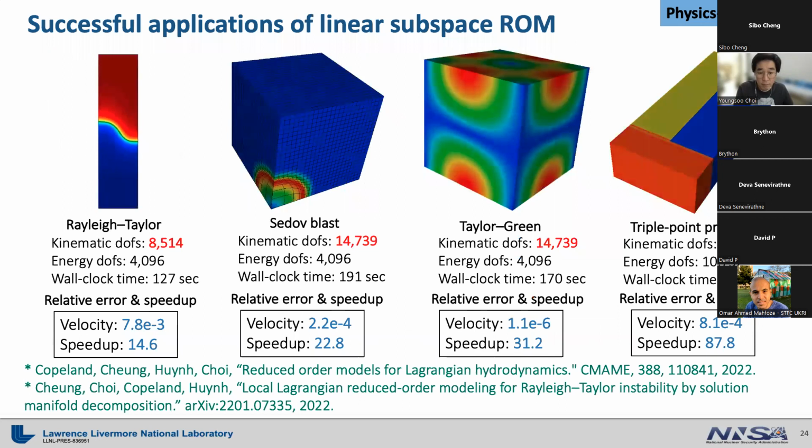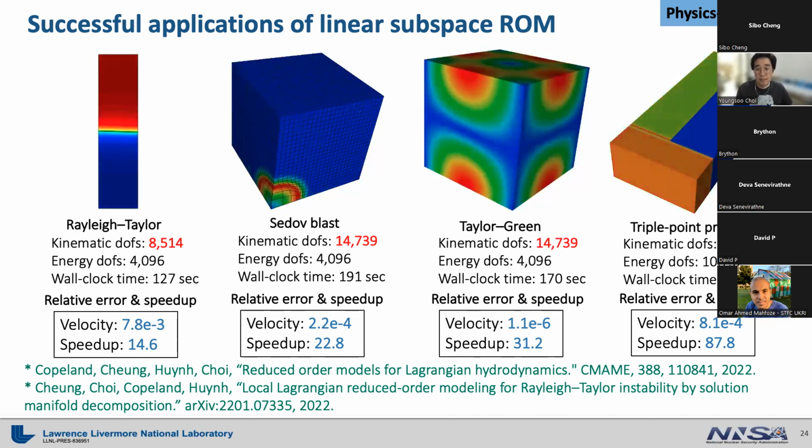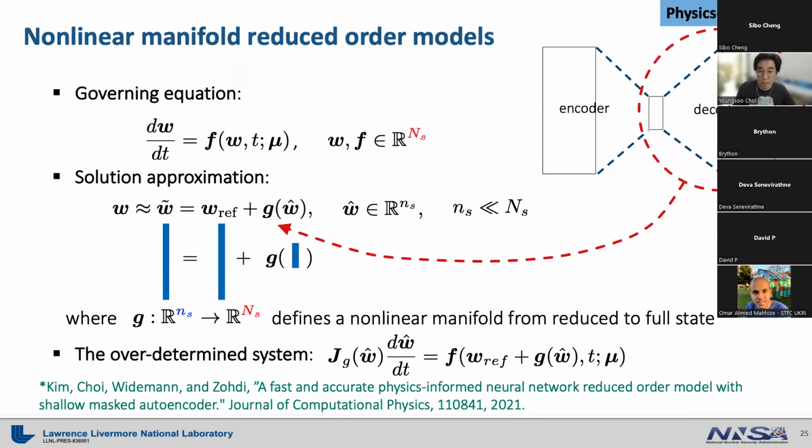The history of projection-based reduced model development is very rich. It has been successfully applied to many different applications. For example, we were able to extend the traditional projection-based reduced model to a time windowing approach and apply it to several Lagrangian hydrodynamics problems. Here you are looking at cases where the reduced order model achieves a speedup of 14.6 to 87.8 with an indistinguishable accuracy level, that is, a relative error less than 0.1%.